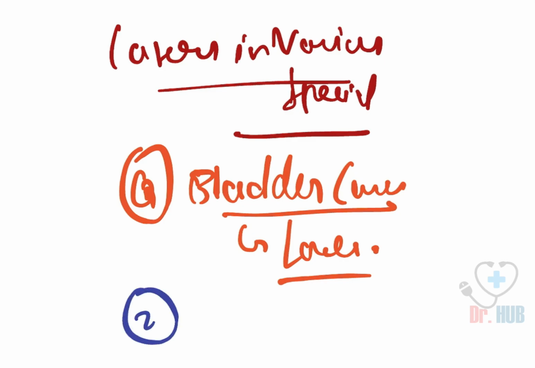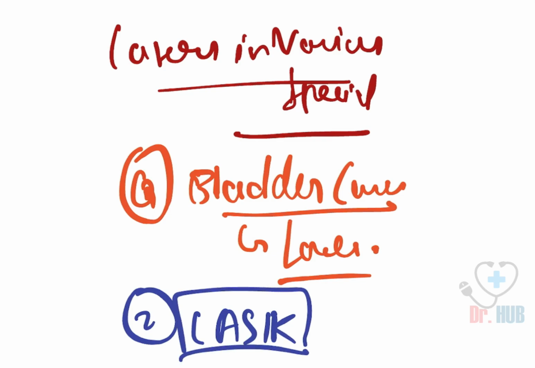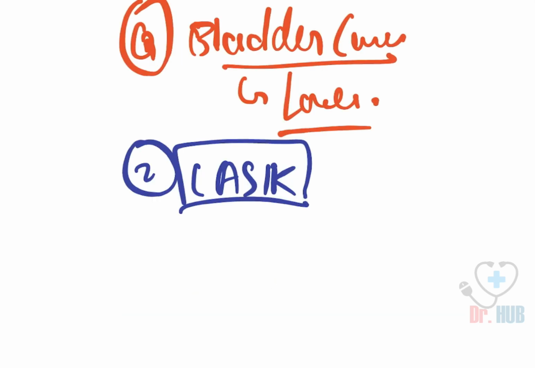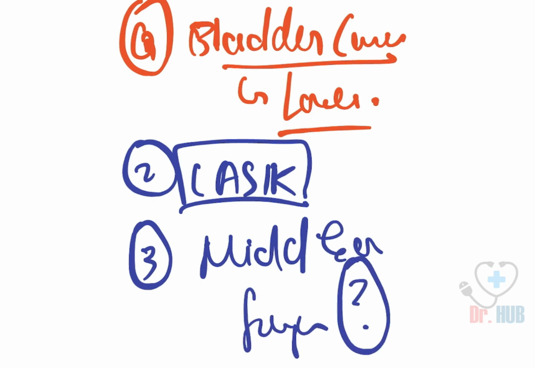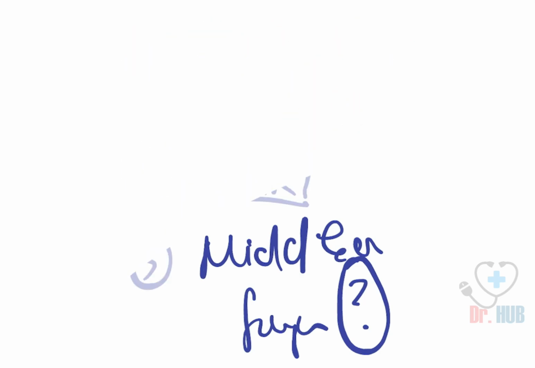And second one is in case of LASIK. It's very common. LASIK is a procedure. So what laser is used in LASIK? Next one is in case of middle ear surgery. What is the laser used? So we'll find out answers to these questions and also learn a lot more.